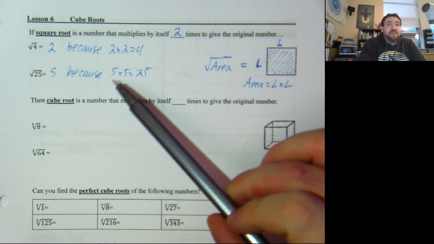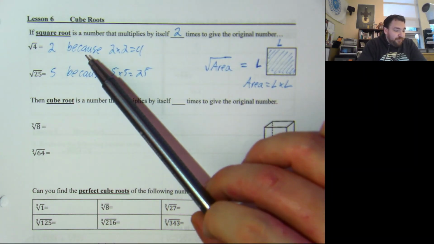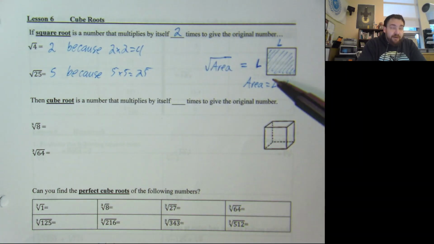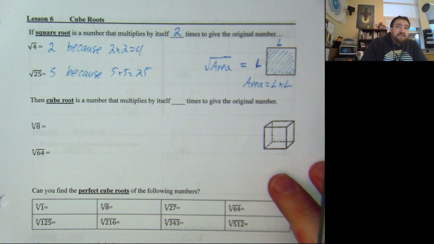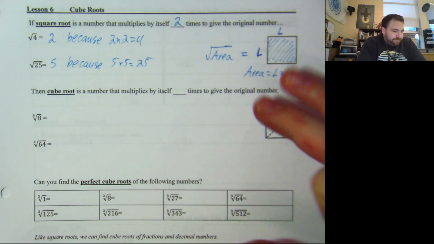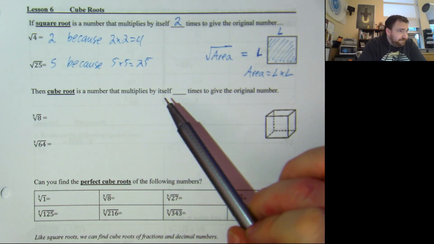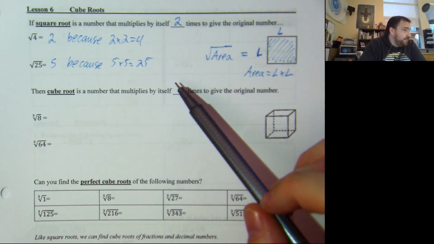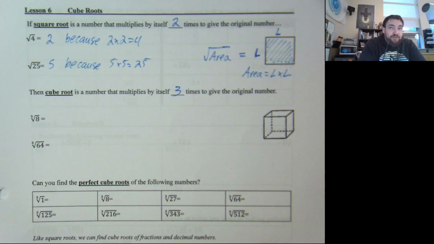So this is what we looked at yesterday, which was a review of stuff you did in grade 8. The idea of the square root being the length of a square, or what number multiplies by itself to give you a perfect square. Today we're going to look at cubes. So the cube root is a number that multiplies itself how many times? Square was twice, cube is 3 to give the original number.